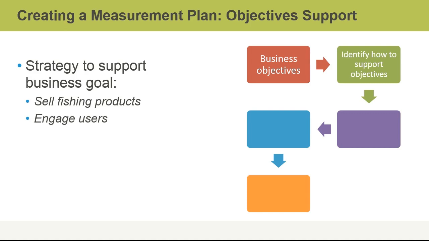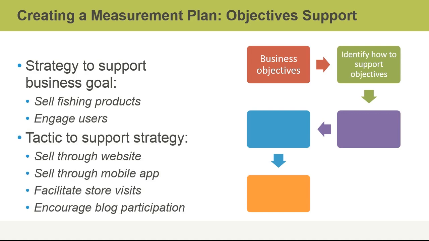Now, once you've determined your business objectives, it's time to identify how you plan on supporting these objectives. It's at this step where we define our strategy to support our business goals. To stay with the same example of an e-commerce sport fishing website, our strategy could be to sell quality fishing products as well as to map out a strategy to engage our users. We also need to come up with some tactics to support our strategy, and this could include selling through our website and through a mobile app.